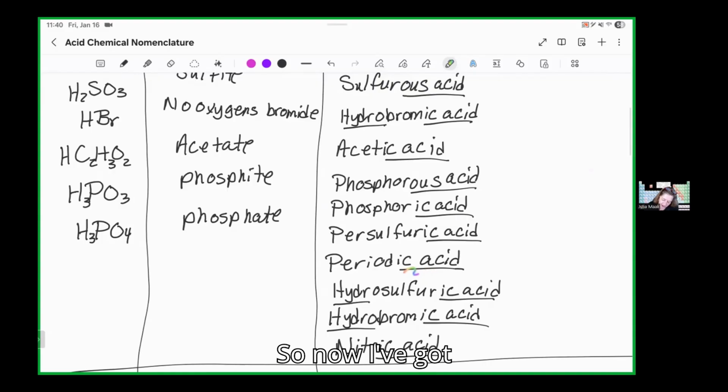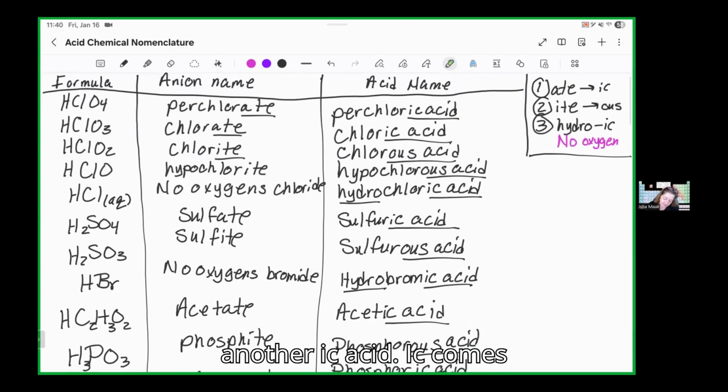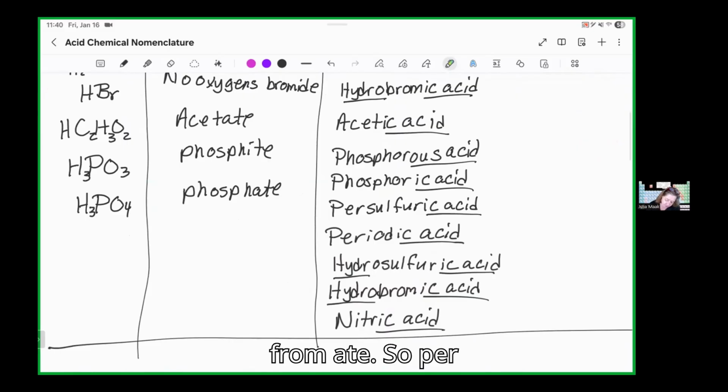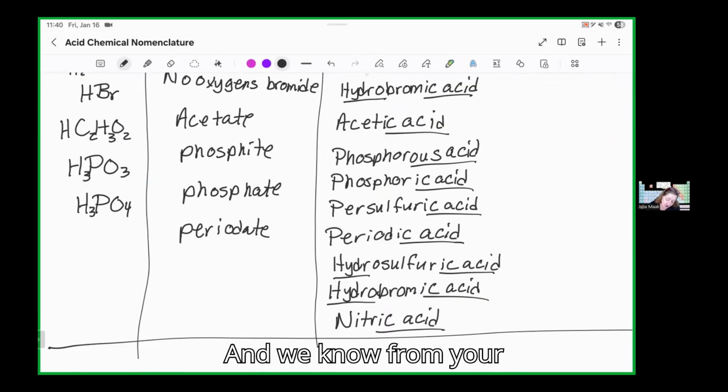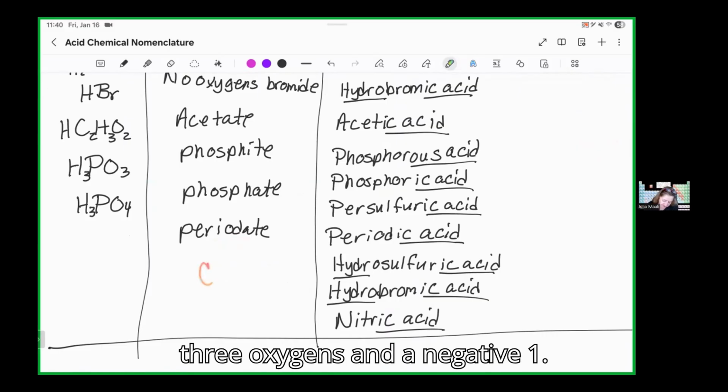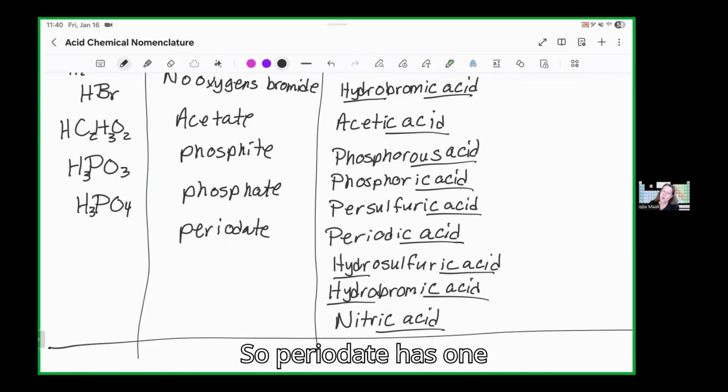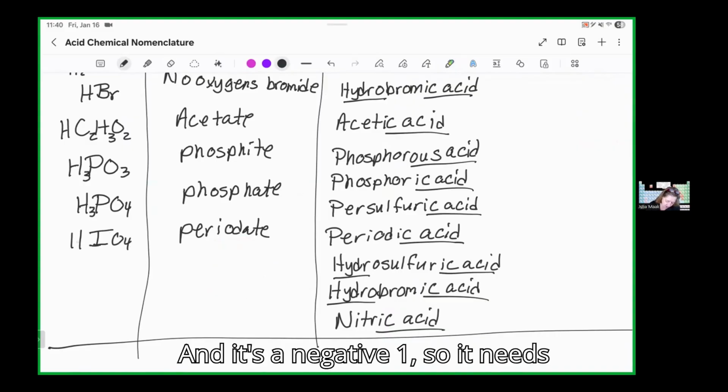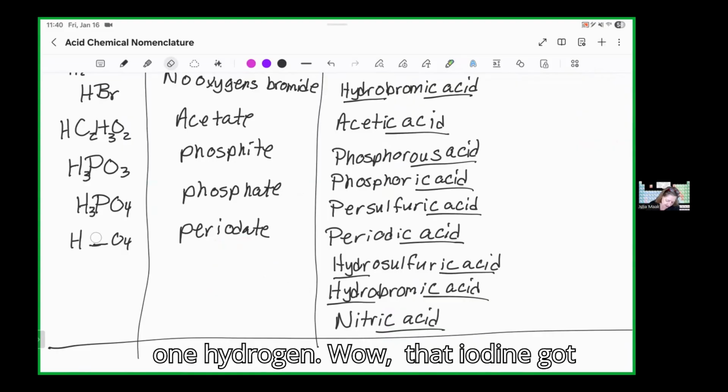So now I've got another -ic acid. -ic comes from -ate. So periodic comes from periodate. And we know from your halogens, iodine is a halogen. We know from clam that iodate has 3 oxygens and a -1. So periodate has 1 more oxygen. And it's a -1, so it needs 1 hydrogen. Wow, that iodine got really big.